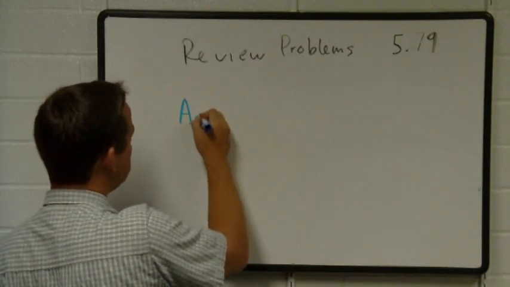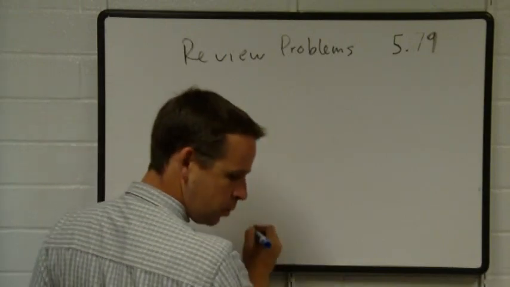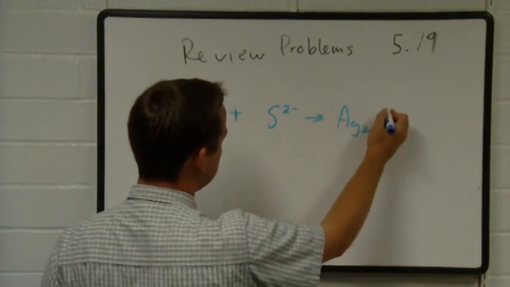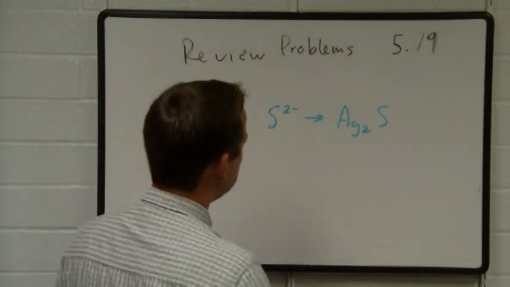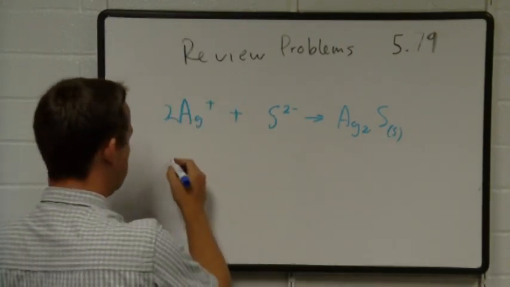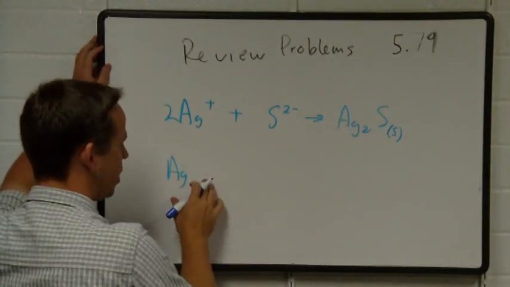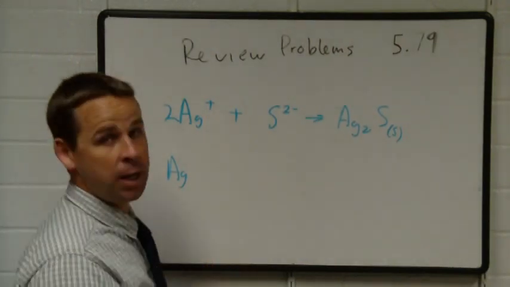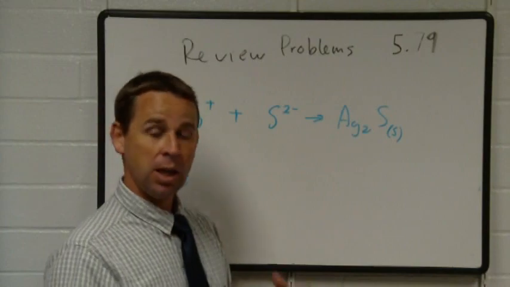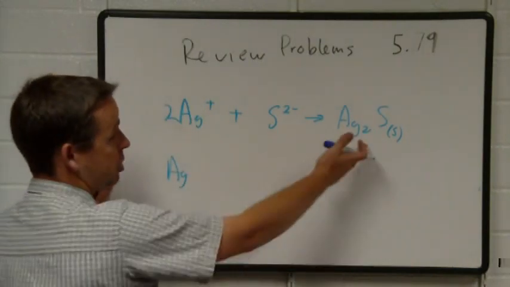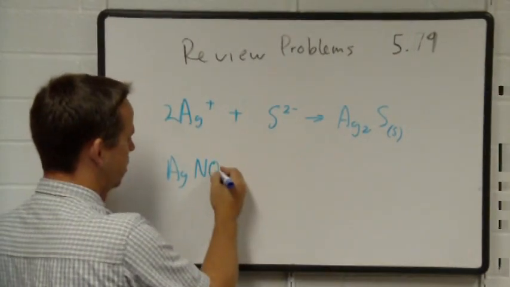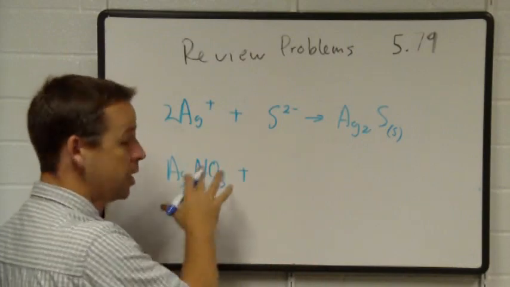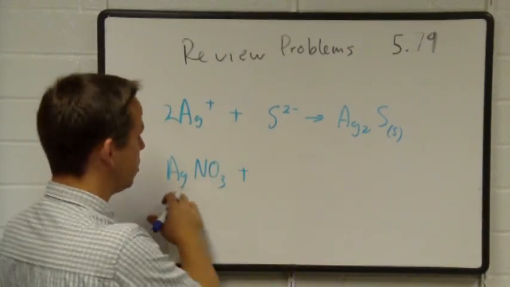We have Ag plus, 2 of them coming together with S2 minus to form Ag2S, silver sulfide. This is the solid, right? Well, silver has to come with something that it's not insoluble with. It can't be with chloride or iodide or halogen. Halogens are easy to choose. It can't be an oxide. Silver oxide is a solid. It can't be sulfide, right? So silver usually comes with, if you want to get the ion, you have to use the nitrate form. Nitrates are soluble, so silver nitrate.